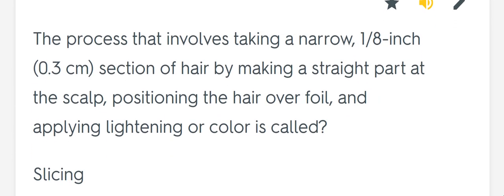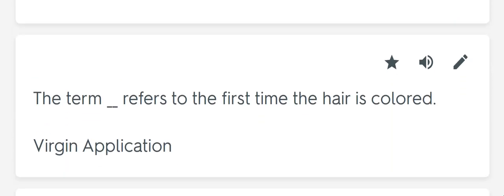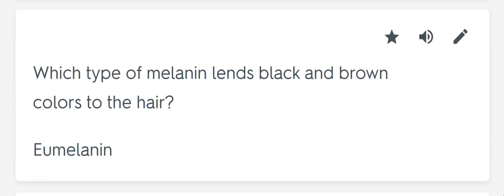The process that involves taking a narrow 1/8 inch section of hair by making a straight part at the scalp, positioning the hair over foil, and applying lightening or color is called slicing. The system for understanding color relationships is called the law of color. The term virgin application refers to the first time the hair is colored. Which type of melanin lends black and brown colors to the hair? Eumelanin.